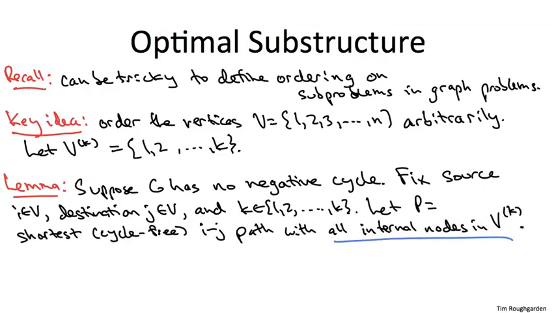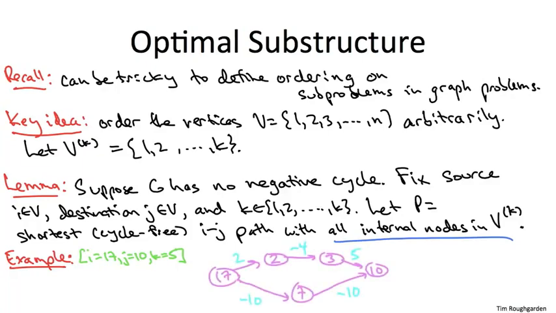So rather than state the conclusion of the optimal substructure lemma right now, let me just make sure you understand what one of these subproblems is. So let's suppose that the origin i is the vertex that we've labeled arbitrarily 17. The destination j is the vertex we've labeled 10. And let's suppose k at the moment is only 5. Consider the following graph. Imagine this is a little piece of some much bigger graph.